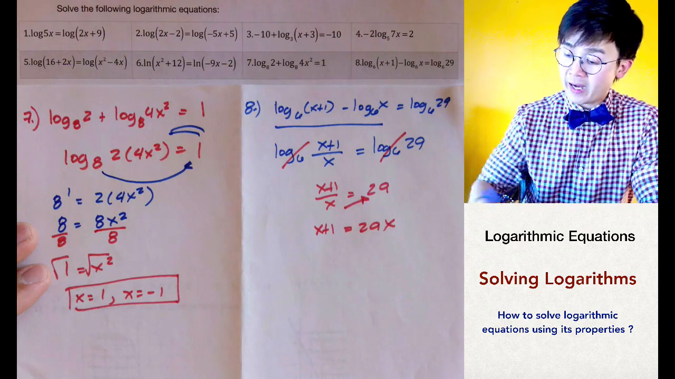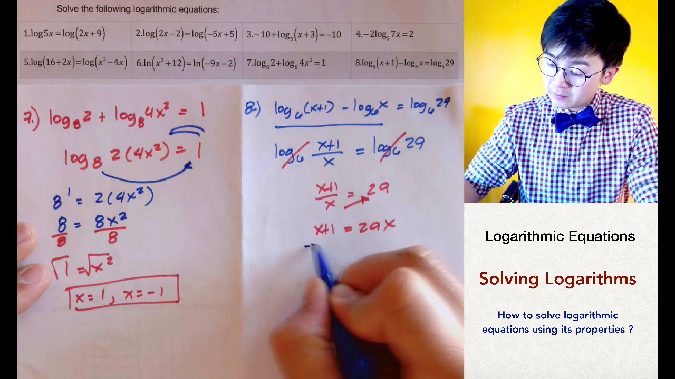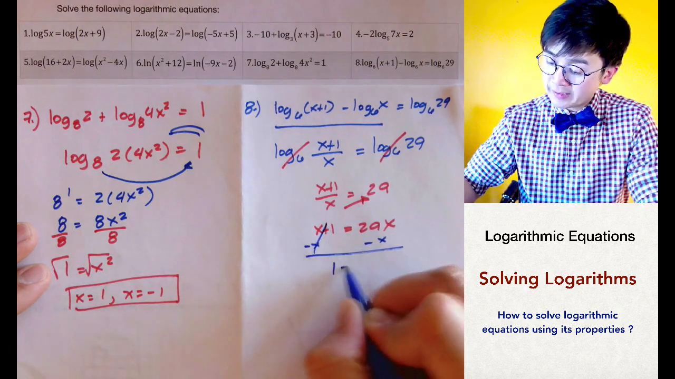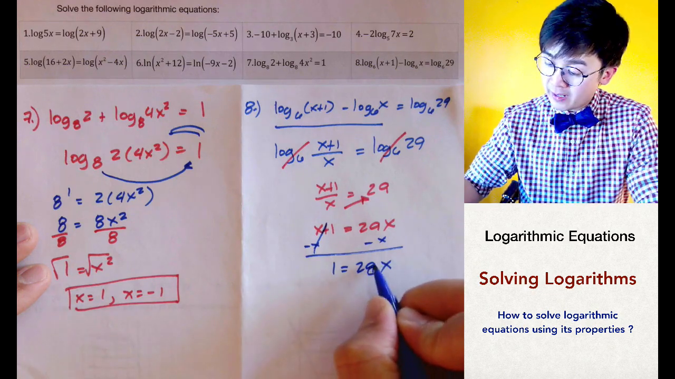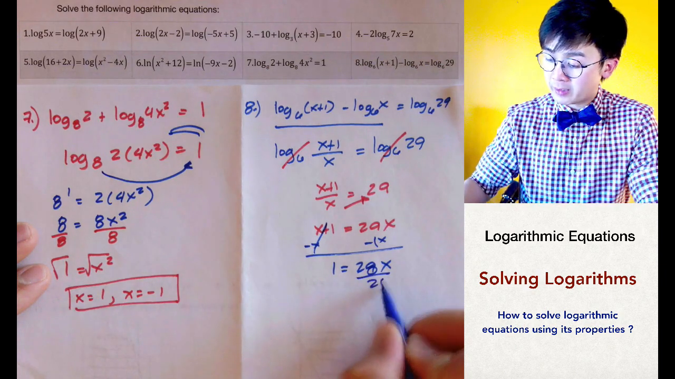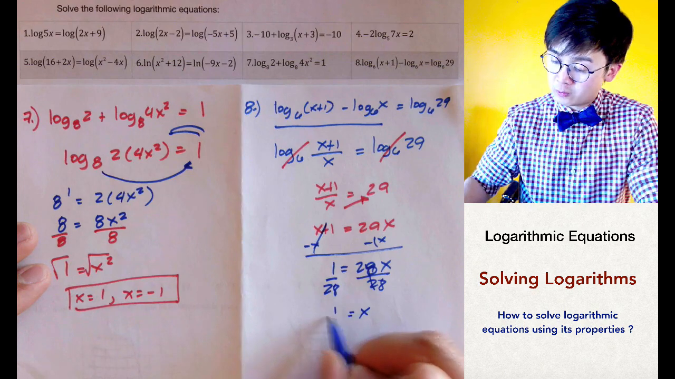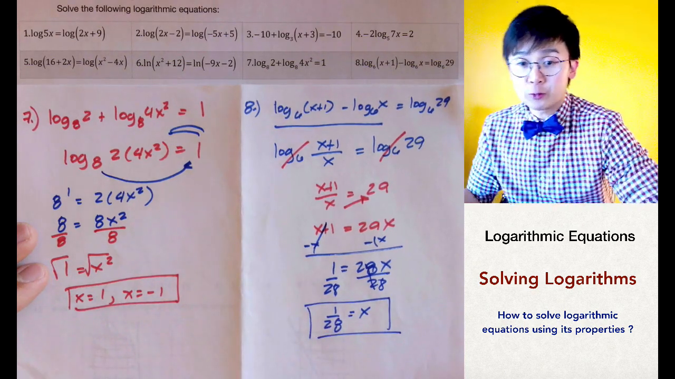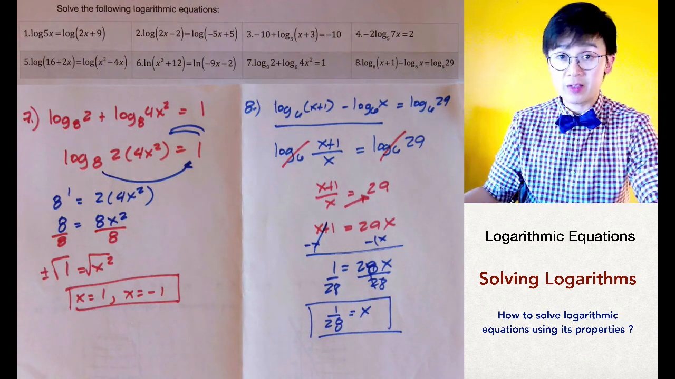And by cross multiplication, we'll have x plus 1 equals 29x. And by solving for x, ang gagawin natin is minus x tayo dito. Minus x. So 1 equals 28x, kasi may 1 dito. And we divide both sides by 28. So x is 1 over 28. So yan yung solution ng problem number 8. At ito yung paraan ng pag-solve ng logarithmic equations.